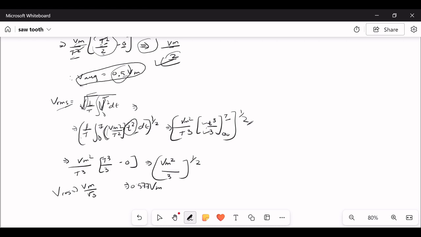When we substitute the value for the higher limit of integration, that becomes capital T cube. Here is another T cube, so we can cancel, and the left value is Vm square by 3, which is in the form of a root. Therefore if we take the root out, the value of VRMS is equal to Vm by root 3, which becomes 0.577 of the peak value. So this is how we do the calculation for the RMS and average value of the triangular waveform or a sawtooth waveform. Thank you.